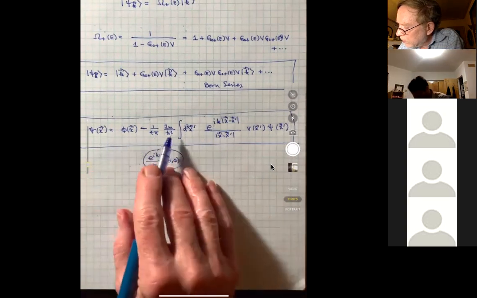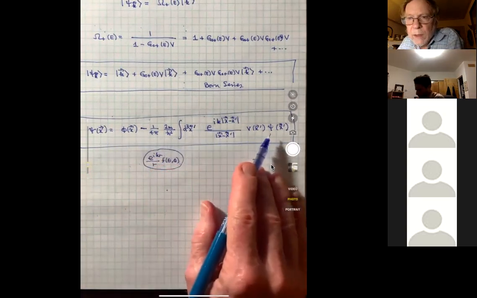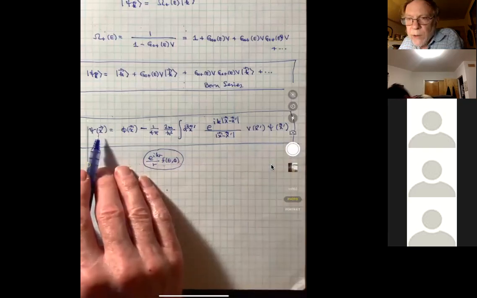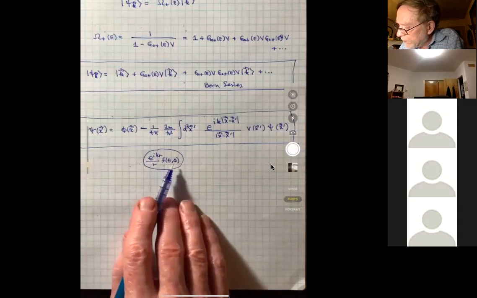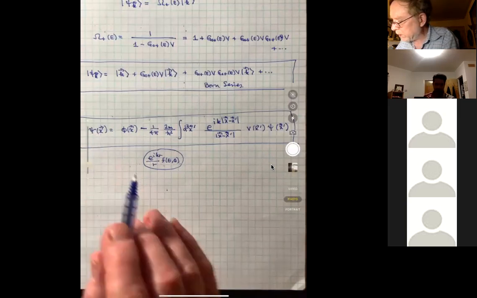Now, this version of the scattered wave, which I've written down here, is valid for all values of x, not only ones that are far away out in the asymptotic region, but ones that are close in, down where the potential is active. But in order to get the asymptotic form in the scattering amplitude, we're going to need to let x get large and move far away from the scatterer.